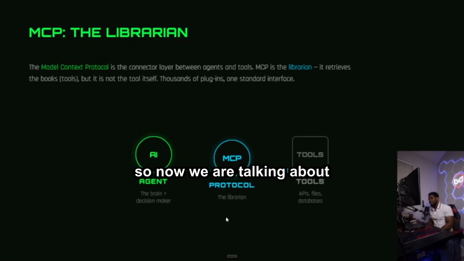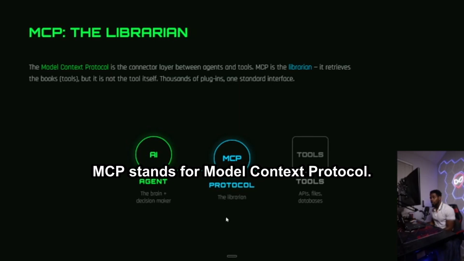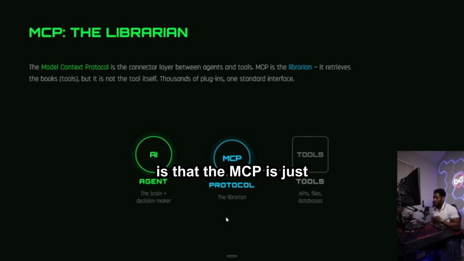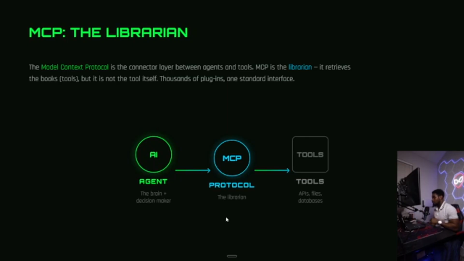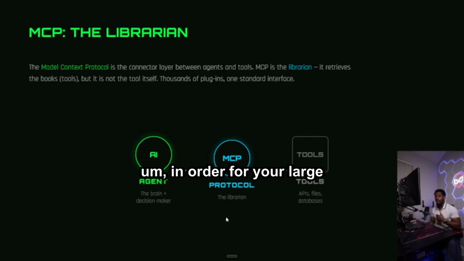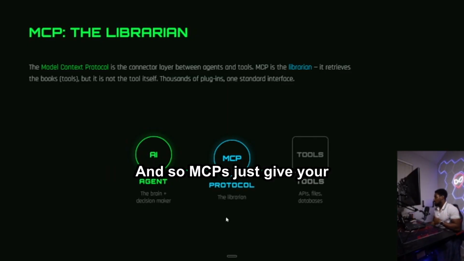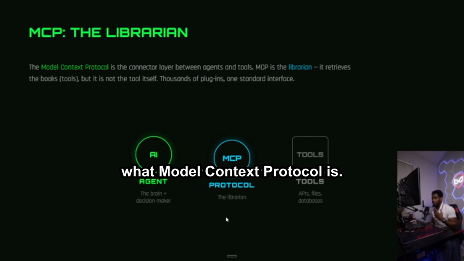So now we are talking about the buzzword MCP, or the buzz acronym, I should say. So what is MCP? MCP stands for Model Context Protocol. The way I like to think about it is that the MCP is simply the librarian inside of a big library. All the librarian does is go and grab the information or the books and bring them back to you, in order for your large language model or for yourself to actually take that knowledge and use it. And so MCPs just give your AI tools to use. And that's what Model Context Protocol is.